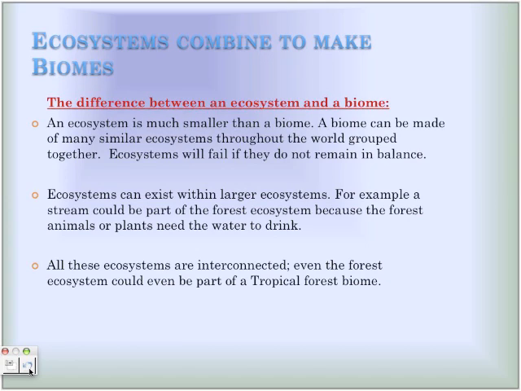Ecosystems will fail if they do not remain in balance. Ecosystems can exist within larger ecosystems. For example, a stream could be part of the forest ecosystem because the forest animals or plants need the water to drink. All these ecosystems are interconnected. Even the forest ecosystem could be part of the tropical forest biome.